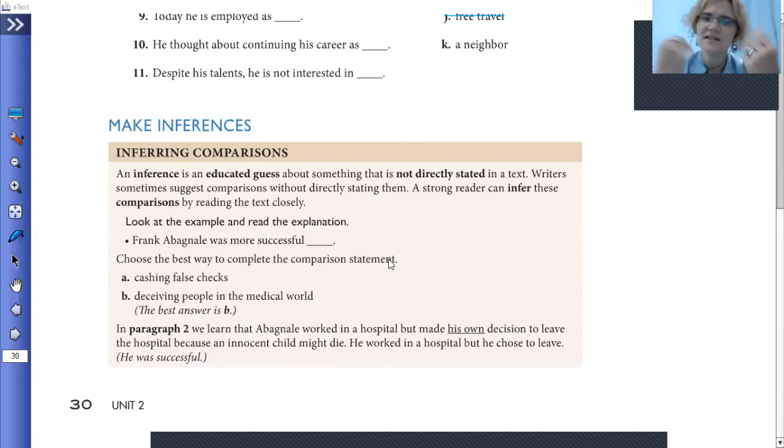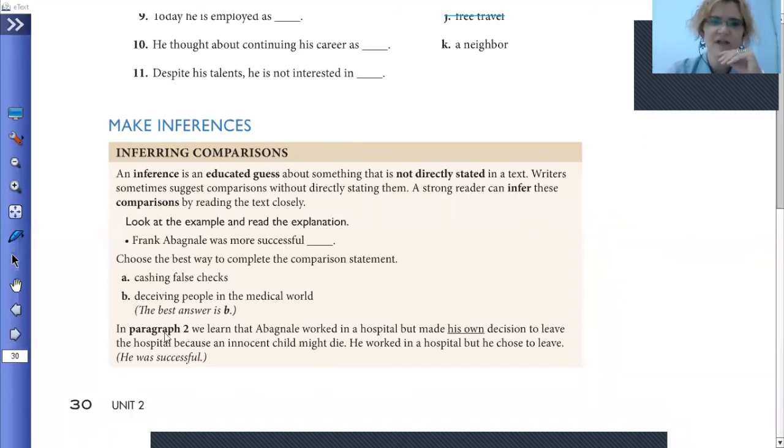If you look at the different points that are mentioned throughout the text and combine that, you can see, hey, actually, we can conclude that this with this with this is compared, results into this. So that would be an indirect comparison that is made by the writer. Now, a strong reader can infer that.